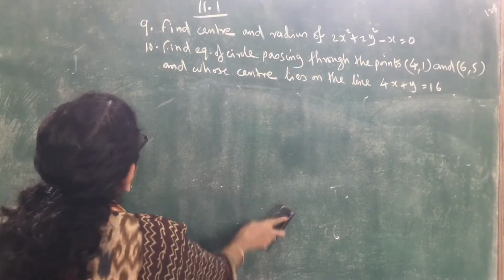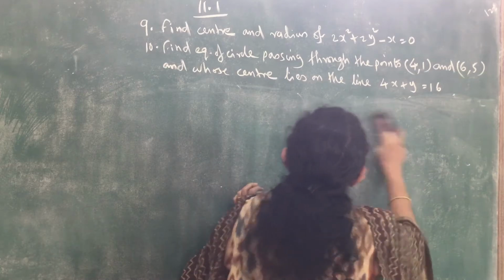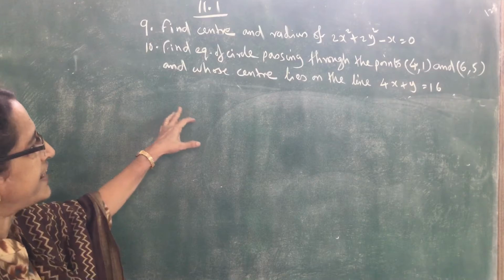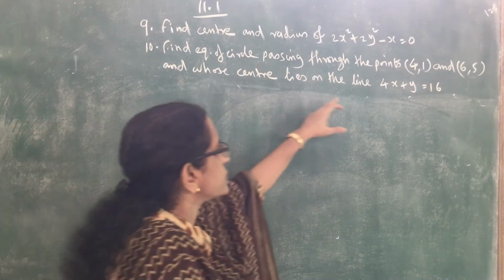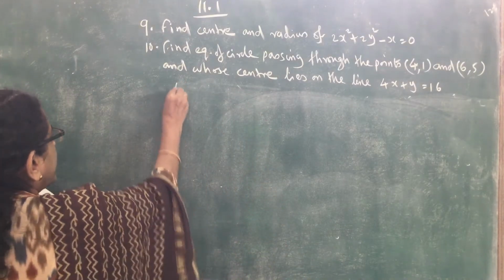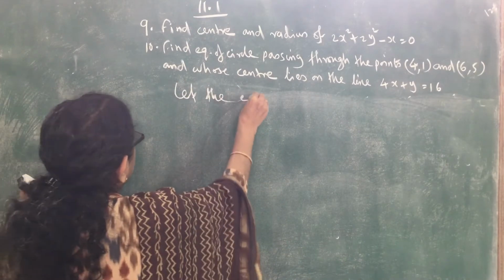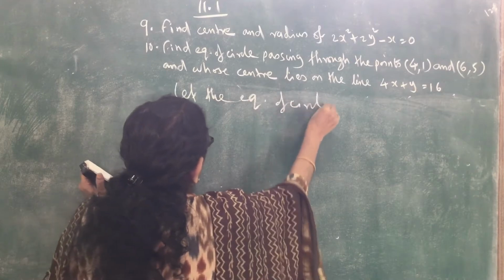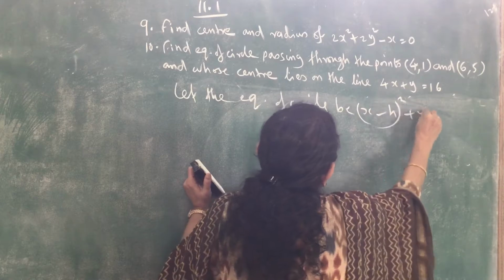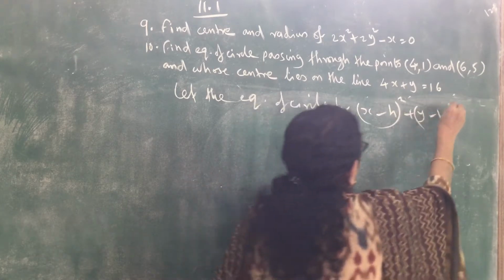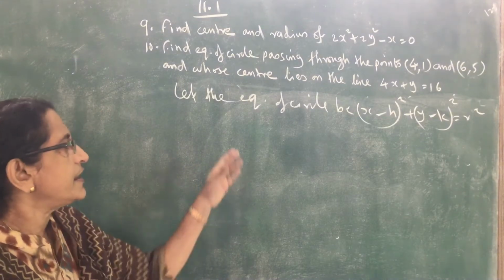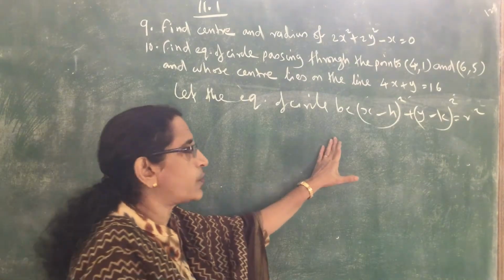Now second one, 10th one. Find the equation of circle passing through the points 4, 1 and 6, 5 and whose center lies on the line 4x plus y equal to 16. So we can take the general form. Let the equation of the circle be x minus h whole square plus y minus k whole square equal to r square. We take the general form of circle as x minus h whole square plus y minus k whole square equal to r square.